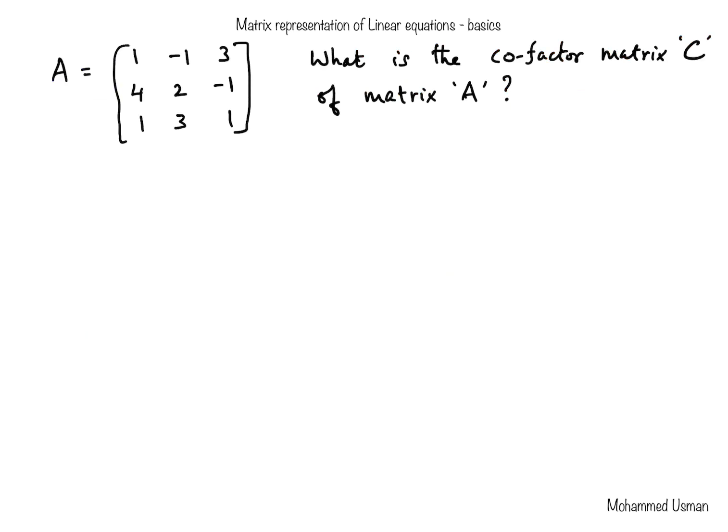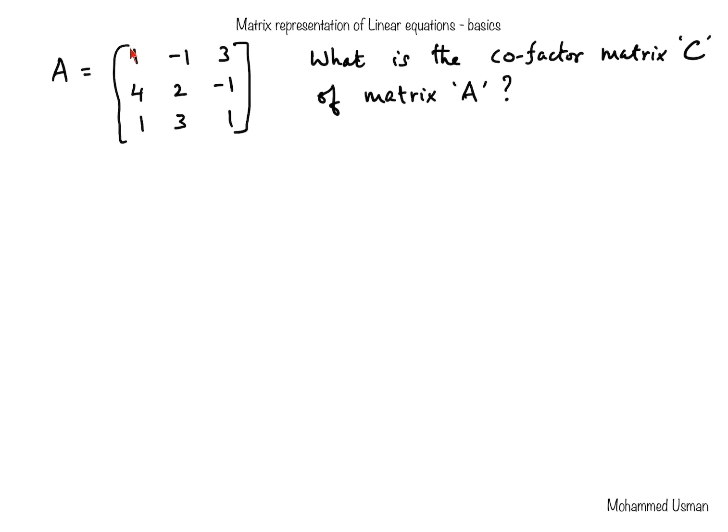From our set of equations, we have our coefficient matrix A given by this matrix, 1, minus 1, 3, 4, 2, minus 1, and 1, 3, 1 as the three rows of the coefficient matrix. And we are now interested in finding the cofactor matrix C. The cofactor matrix is nothing but a matrix where each of these elements of A has been replaced by its respective cofactor.